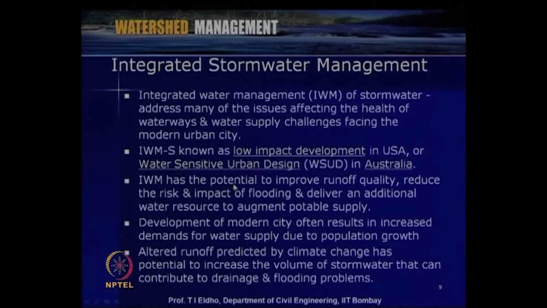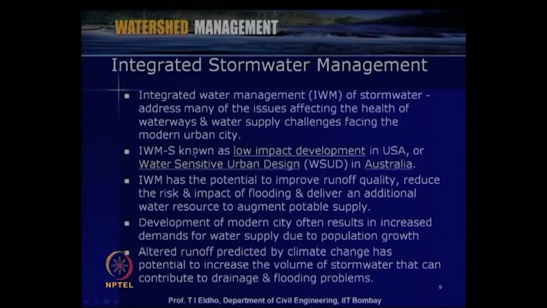So, IWM has the potential to improve runoff quality, reduce the risk and impact of flooding, and deliver an additional water resource to augment the potable supply. So, the important terms here are that we want to reduce the risk and reduce the flooding problem, and that will augment the potable water supply as far as the watershed is concerned. So, we are looking for development of modern cities wherever the water needs will be met through these kinds of integrated water management.